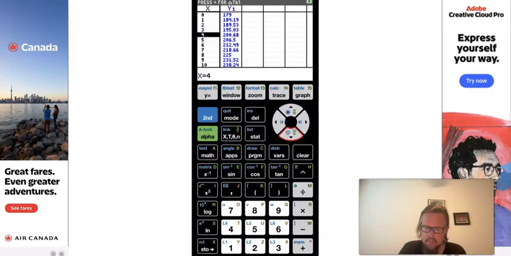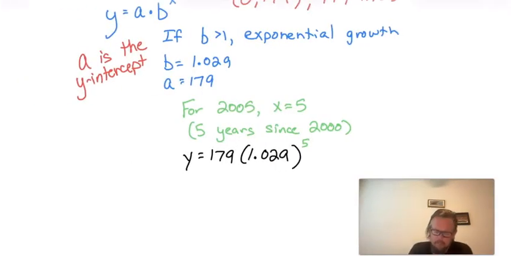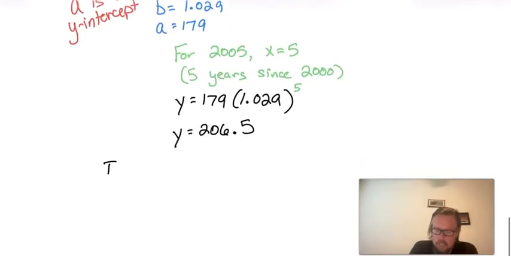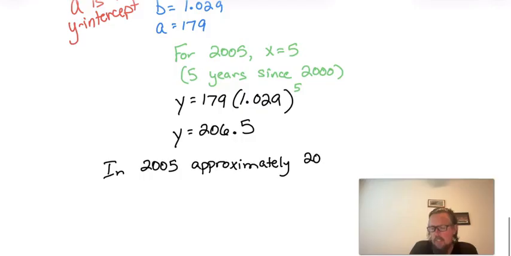And if we go down to 5 on our table, we can see it's 206.5. The table already does the calculation for us. So y equals 206.5 when x equals 5. So in 2005, approximately 206.5 liters of soda will be consumed.